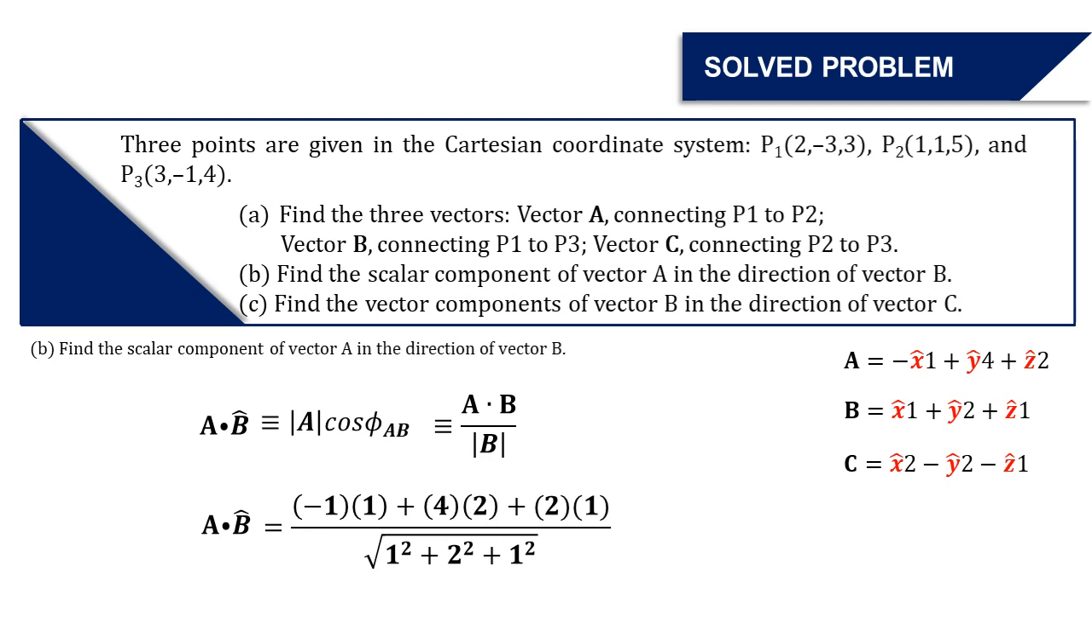That would be the scalar product ng A and B would be negative 1 times 1 plus 4 times 2 plus 2 times 1, all over the square root of yung B, di ba? 1 squared plus 2 squared plus 1 squared. And that is equal to 9 over the square root of 6. Yan yung scalar component ng vector A in the direction of vector B. Okay? So, dahil scalar component siya, wala siyang direction.